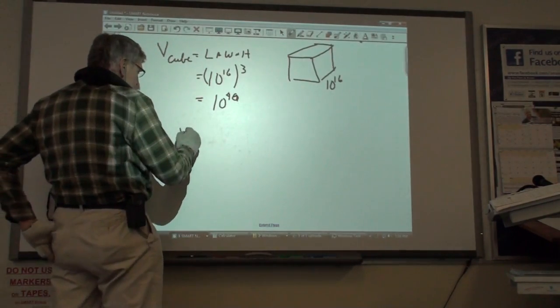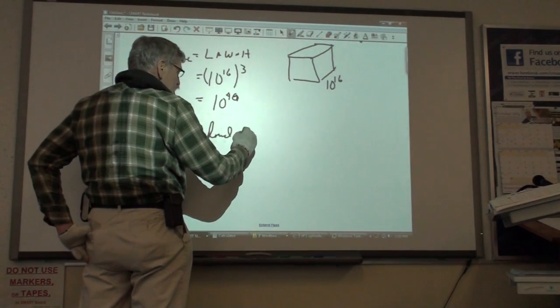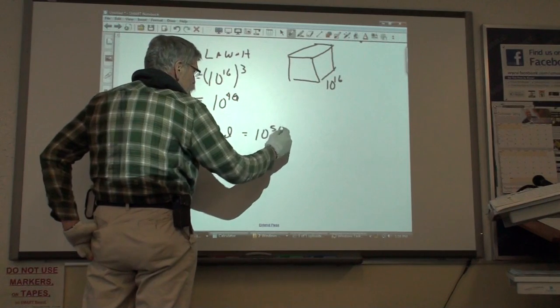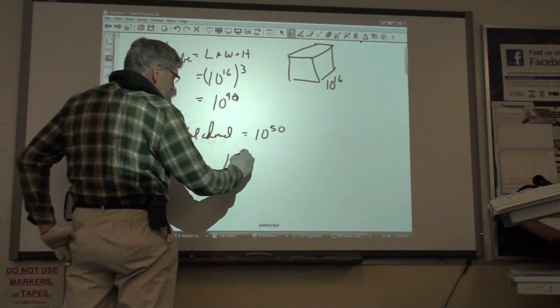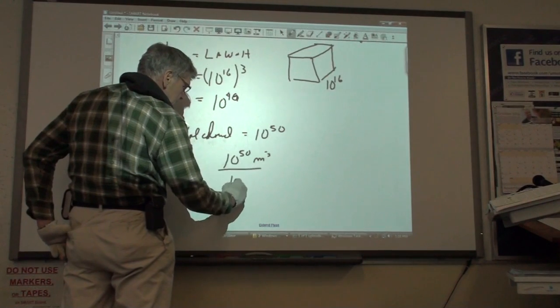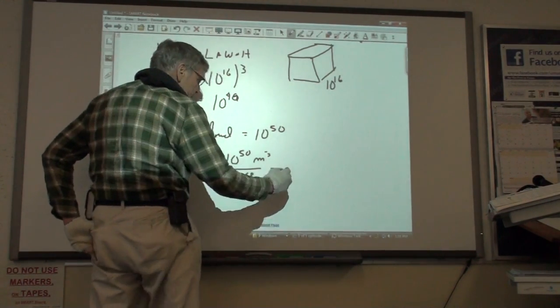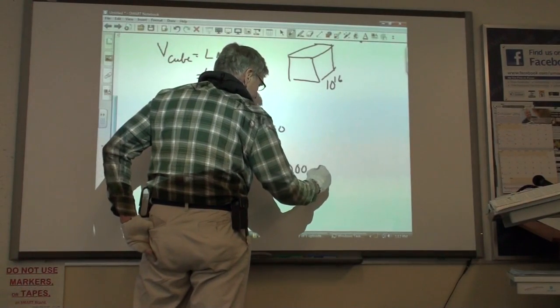Now our volume of the cloud from part A was equal to 10 to the 50. So if we have 10 to the 50 meters cubed, and each light year is 10 to the 48 meters cubed, then what we have are 200 cubic light years.